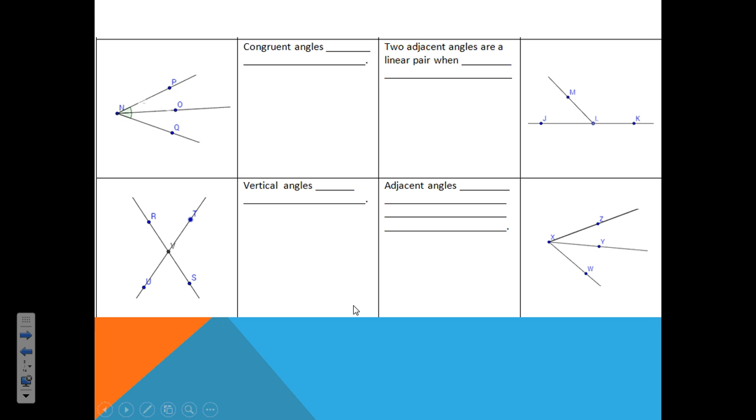Do you see that they have a common side between them? What is that common side? Ray XY, good. Ray XY, capital X, capital Y with the ray symbol above, okay? So they have a common side, but no common interior points. Let me draw a pair of non-adjacent angles.